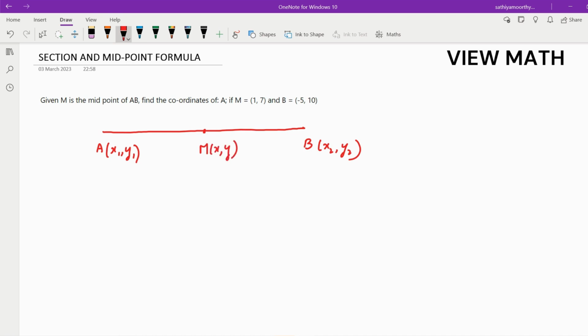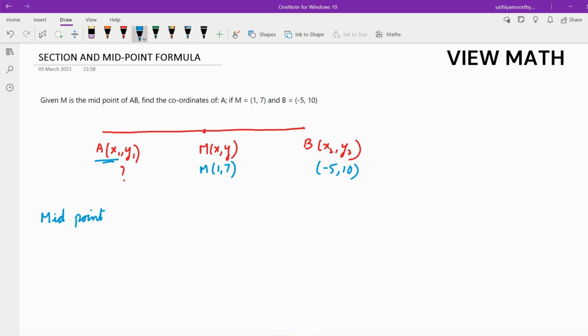So in this problem, given M is the midpoint of AB, find the coordinate of A. They're asking us to find the A coordinate if M is (1, 7). The M coordinate they have given is (1, 7), and the B coordinate is (-5, 10). I'm going to use the midpoint formula to find the A coordinate. It's a very simple problem.